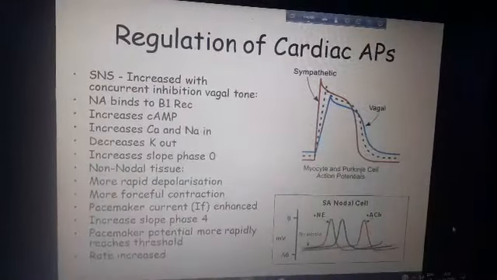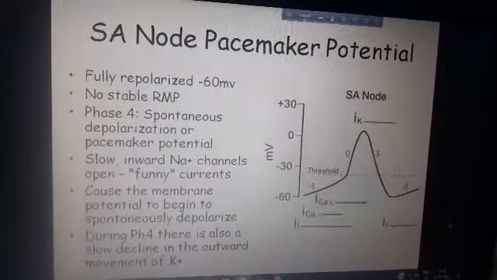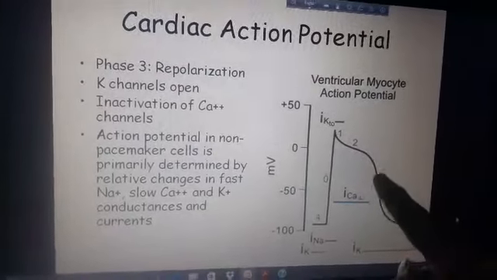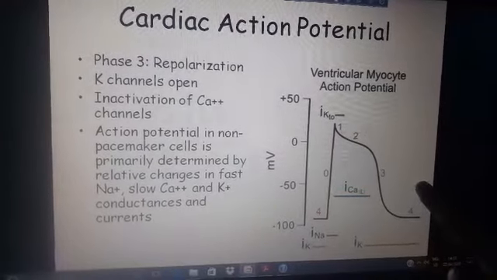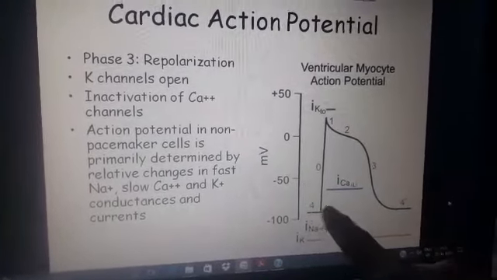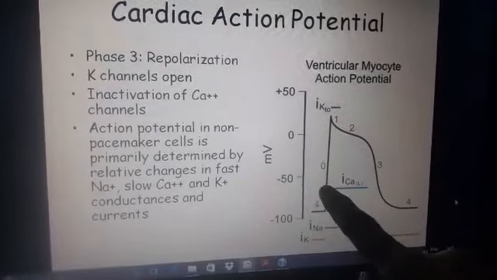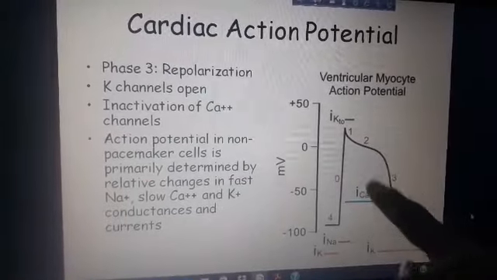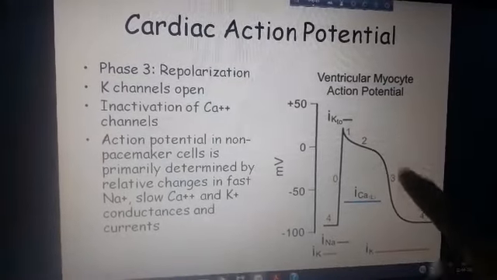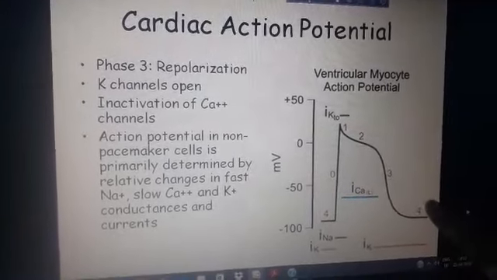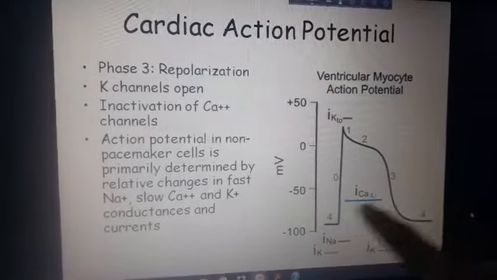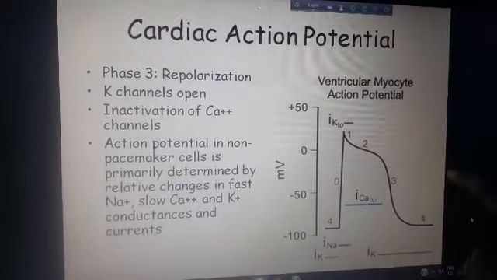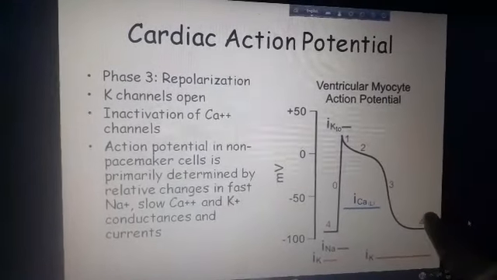I am going into the picture again. Suppose this is the normal. If phase 3 is too much prolonged, look here, the threshold potential is close to minus 70. Due to severe prolongation of the repolarization phase, if an impulse comes close to the threshold potential, then suddenly a depolarization can generate an action potential, and that is called early afterdepolarization.